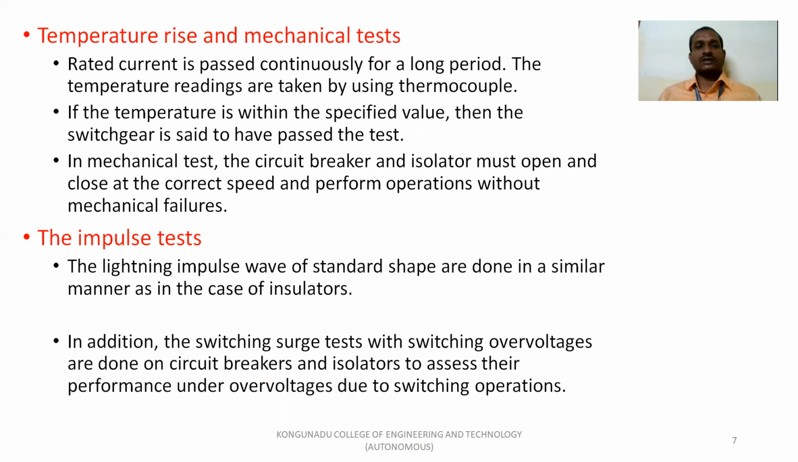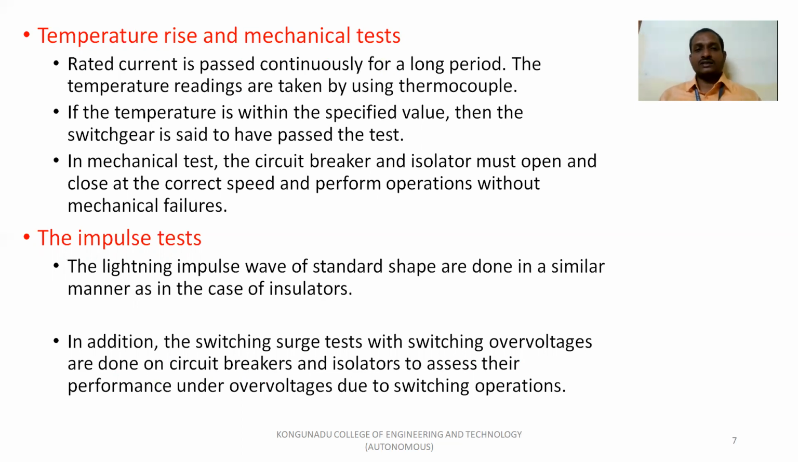Next is the temperature rise and mechanical test. For the temperature test, we are going to apply the rated current continuously for a long period. The temperature readings are taken by using a thermocouple. With the help of the thermocouple, we are going to measure the temperature. If the temperature is within the specified value, it means our equipment, that is the switchgear, will clear the test. Otherwise it has failed to clear the test.